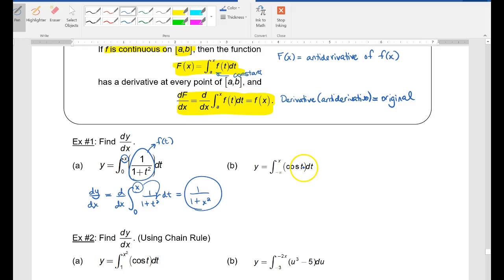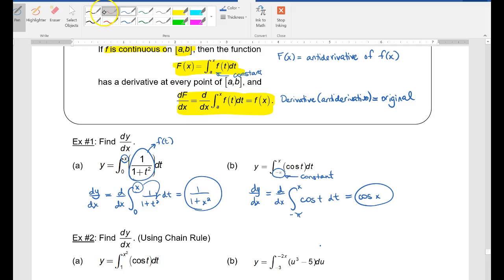Now the next one is going to look very similar. The only difference is this time the lower bound is negative pi. But again, as long as that's a constant, we don't care, it's fine. So when we do the derivative of the antiderivative from negative pi to x of cosine of t dt, we just get cosine of x. There's no plus c, none of that, because we're doing the derivative of the antiderivative.